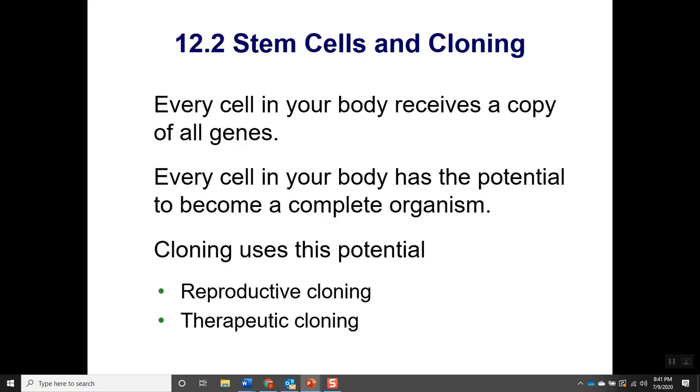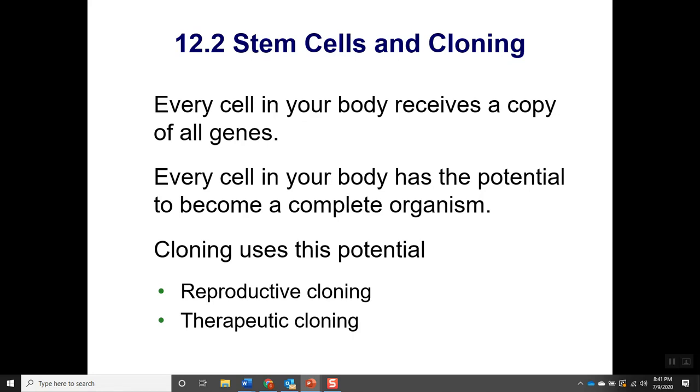Next, stem cells and cloning. That's 12.2 in our text. So every cell in your body, as you know already, has a single copy of all of your genes, or technically 2 alleles, so 2 copies, but it receives a copy of all of your genes. And every cell in your body has the potential, therefore, to become a complete organism because we have the same DNA in every single one of our cells except sperm and egg.